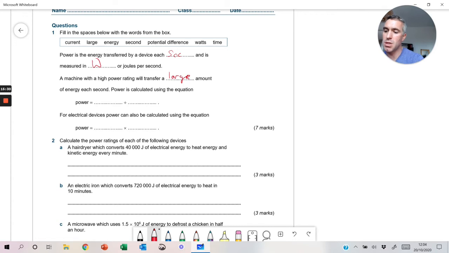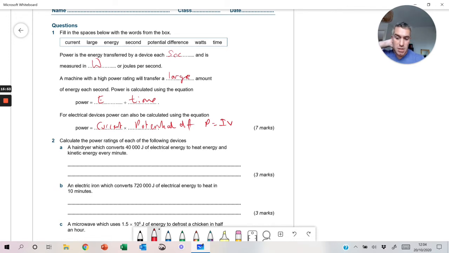Power is calculated using the equation: power is energy over time. For electrical devices, power can also be calculated using this equation: power is current times potential difference. P equals IV.